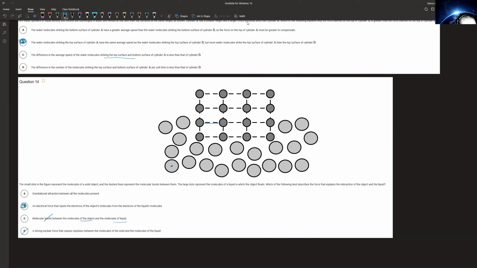And then the gravitational attraction between all the molecules is present. So while these are all definitely gravitationally attracted to each other, that is not going to explain the interaction where these molecules push the fluid's molecules out of the way. It has to do more with the electric force, which is much greater than the gravitational force.